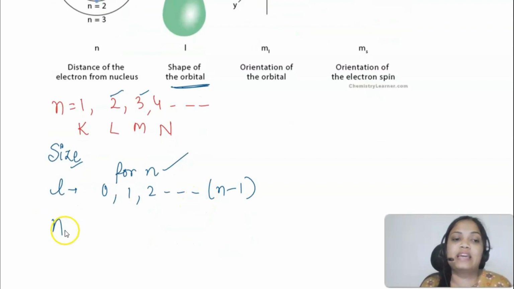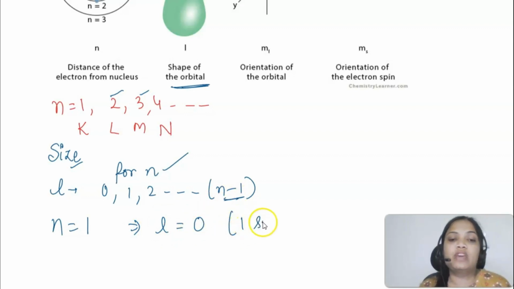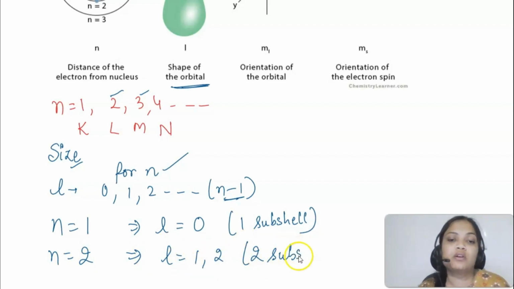Like if n equals 1, then the value of l will be n minus 1 only, meaning 0 only. So there will be only one subshell in the first shell. Similarly, if n equals 2, what will the values of l be? 0 and 1. So there will be 2 subshells. Okay, and similarly so on. So they tell us about the shape of the orbital.